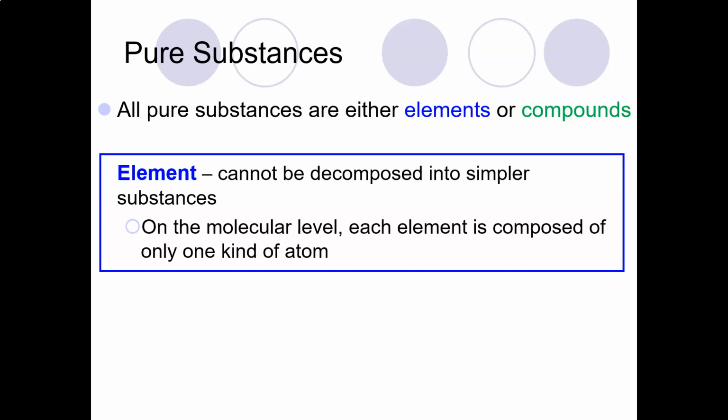And then there was a molecule that had two white ones and a red one, and I said that was water. So an element, based on the pictures that we're looking at, would be a different color of atom. So every color of atom is its own element. There are 118 elements that we currently know about.